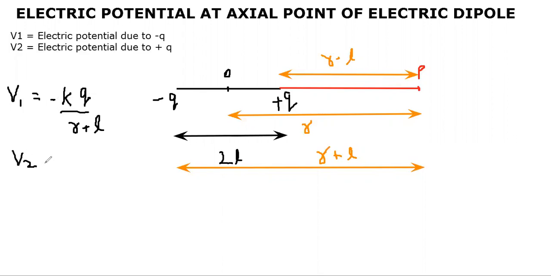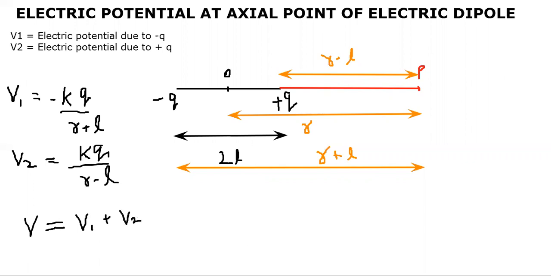V2 is KQ by R only, but distance is different. So it would be KQ divided by R minus L. So we have to find total potential. Now, as it is a scalar quantity, we don't have direction. So it will follow scalar law of addition. And scalar law of addition is to add all the individual potentials, V1 plus V2.